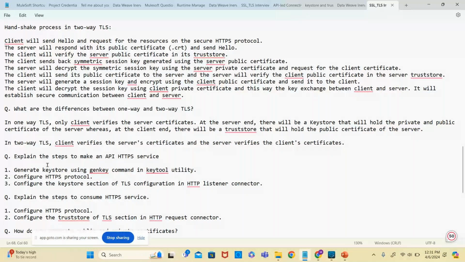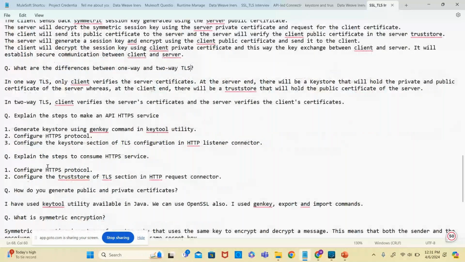Now, sometimes they may ask you to explain the steps to make an API an HTTPS service. You have developed one API and you want to make it an HTTPS service. How to do that? Generate a keystore using the genkey command in the keytool utility. With the help of Java itself, your keytool utility will be available. Already we have seen the steps. What are the steps we have seen?